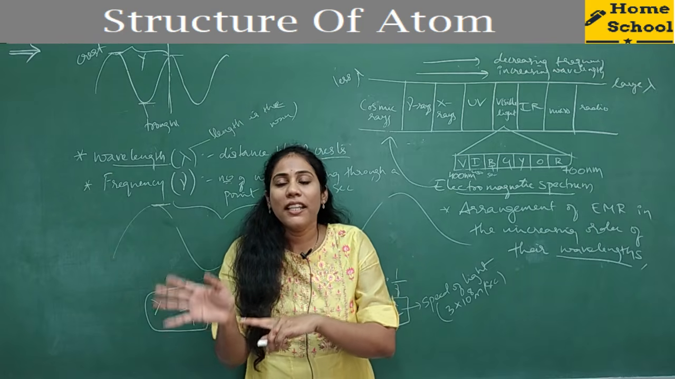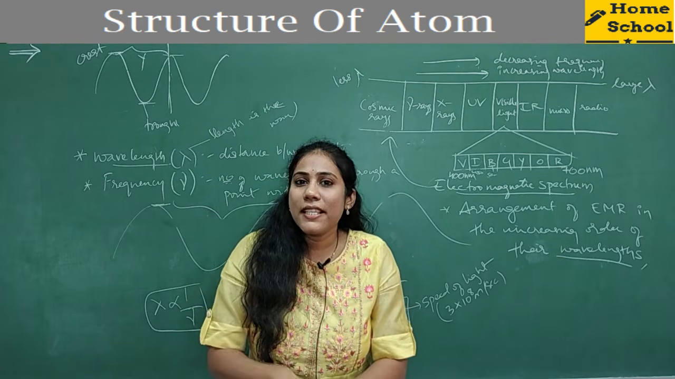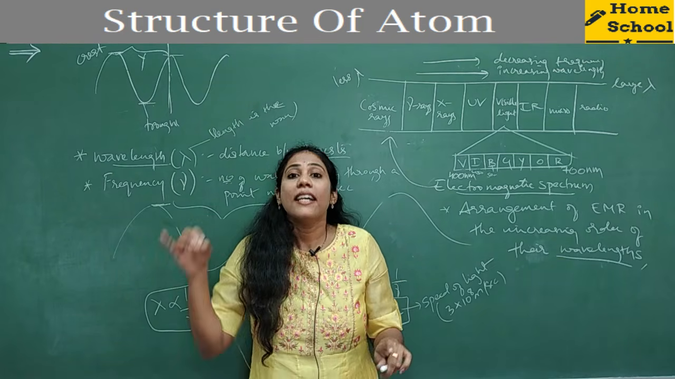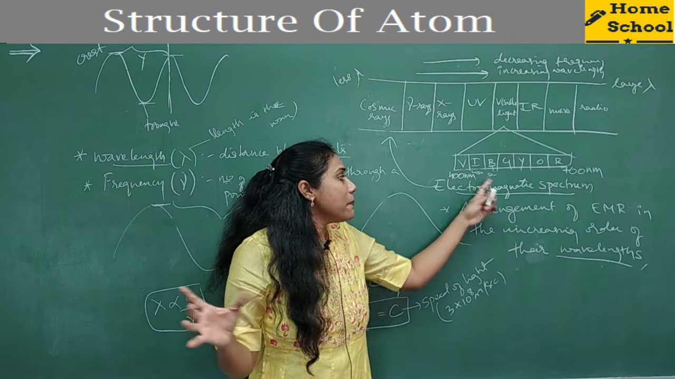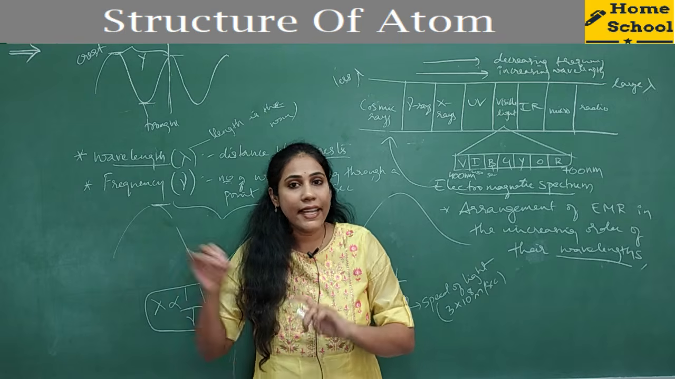There are more detailed aspects about the visible spectrum or natural spectrum, and there are different types of spectrum actually. Absorption spectrum is there, emission spectrum is there, line spectrum is there. All these details about the spectrum we will discuss in my next video.